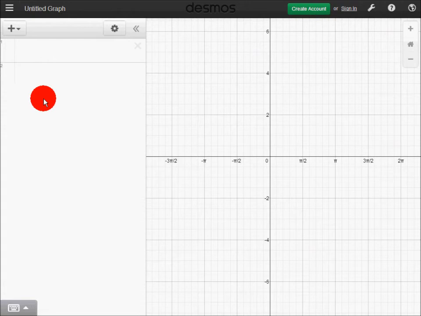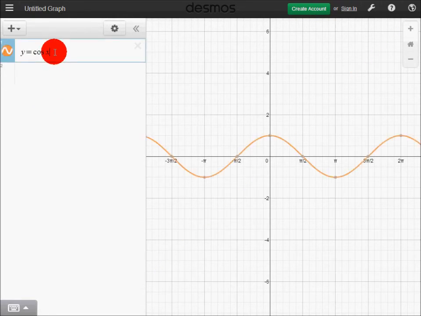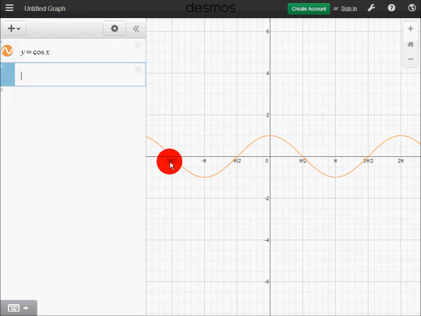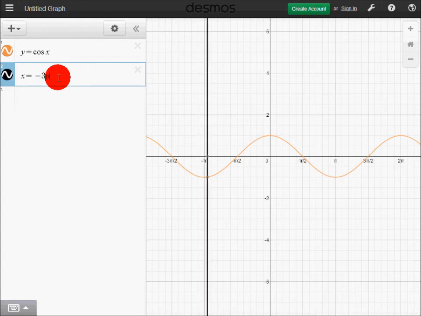So now we're going to explore the graph of secant. So remember, secant is the reciprocal of cosine. So let's first put up the graph of cosine in orange. And if you notice, cosine is going to cross 0 at odd multiples of pi over 2. And since secant is the reciprocal of cosine, whenever cosine is 0, you're going to have an asymptote. So let's put up some asymptotes. Let's put one at x equals negative 3 pi over 2.